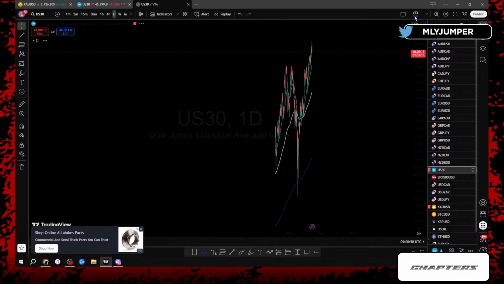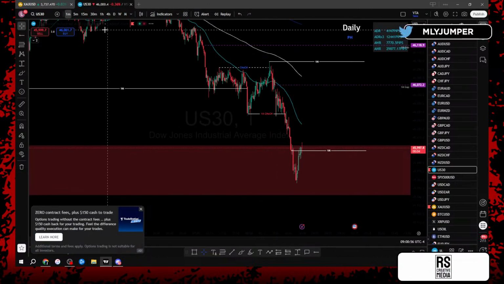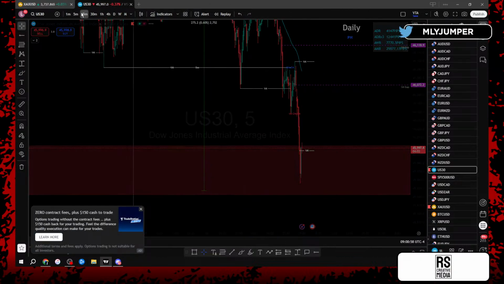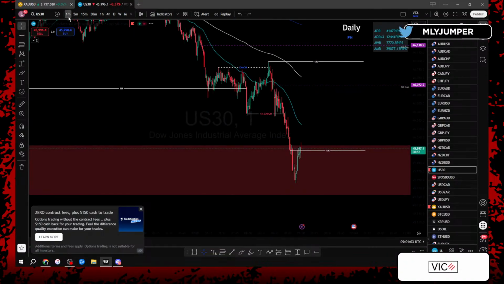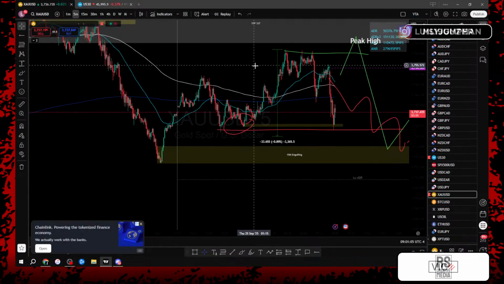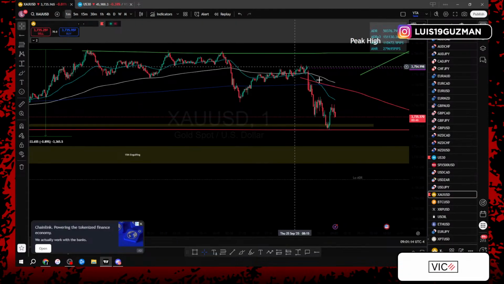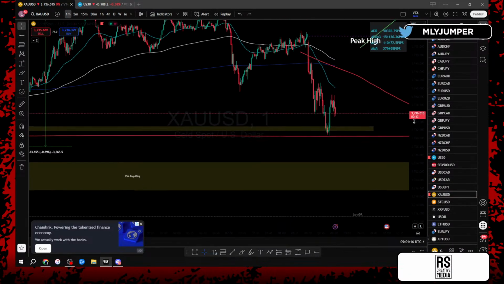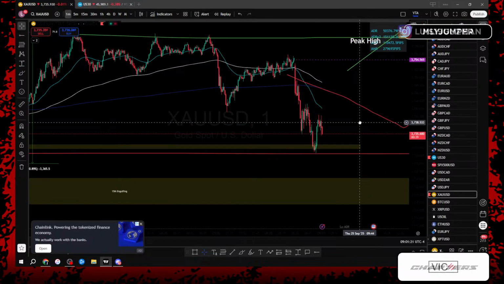Alright, let's focus on these pairs now. We have 30 minutes for the NYC Open. We did not get any engulfing candles, nothing on the 15, nothing on the 5, nothing on the 1 minute just yet. And then for gold, we did not get that engulfing candle, which is okay. Let's go to the 1 minute. Let's see what price is going to do.